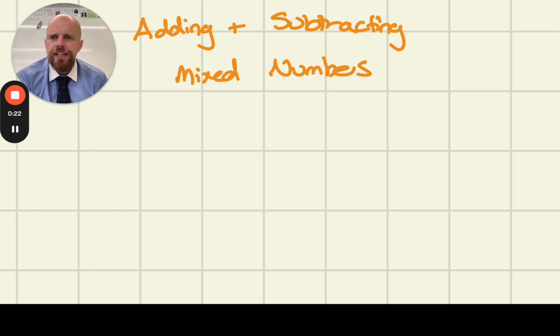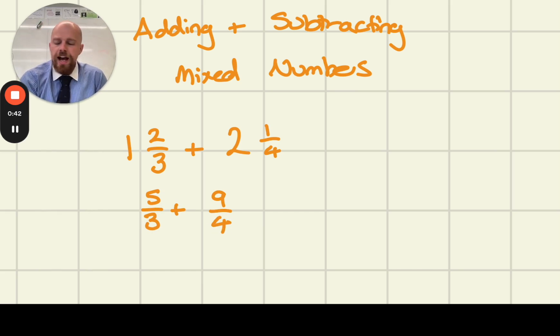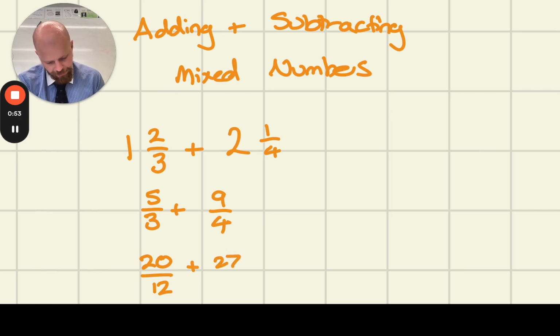Now, you're going to be required to either add or subtract mixed numbers. So, for example, you might be required to add 1 2/3 plus 2 1/4. One way to do this is to convert these to top-heavy fractions. So I could make this 5/3 plus 9/4. And then from there you can look for your common denominator, which is 12. So I could times the left fraction by 4, giving me 20 over 12. And the right fraction by 3, giving me 27 over 12. And I can add them together, giving 47 over 12, or 3 and 11/12.